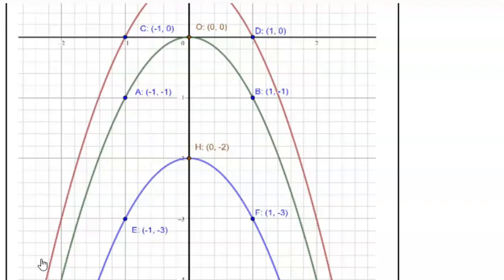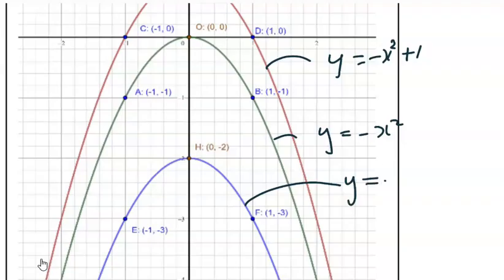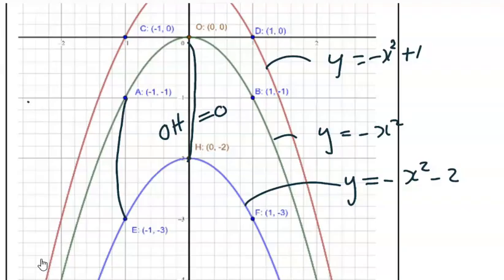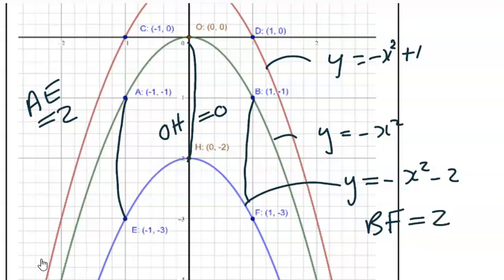Again, this is our y equal to minus x squared. This was our function y equal to minus x squared plus 1. And this is now y equal to minus x squared minus 2. If you look at the distance there, that is OH, that will be 2. If I look at AE, I will get a distance of 2, and if I look at BF, I will also get a distance of 2. Simple shifting down.